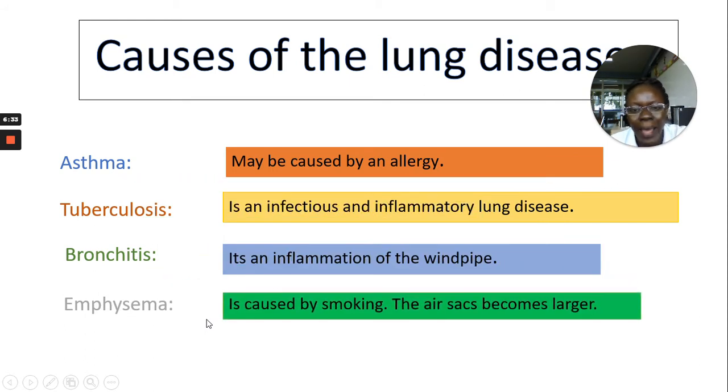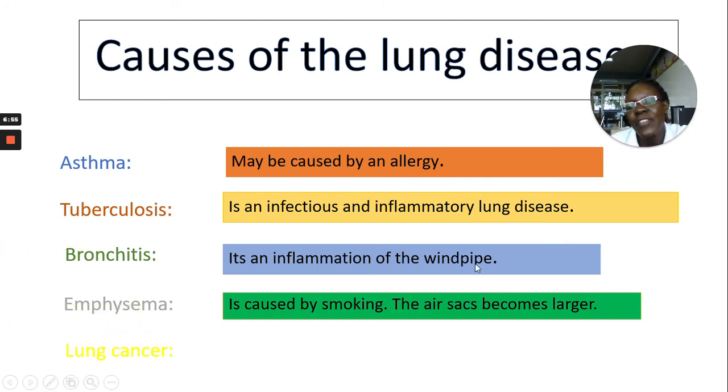Emphysema is caused by smoking. So those people who smoke are likely to get emphysema. Now what happened here? The air sacs become larger, okay? And remember I told you, the air sacs allow the exchange of gases in and out of your lungs. So when they become larger, what will happen? It's not a good thing.